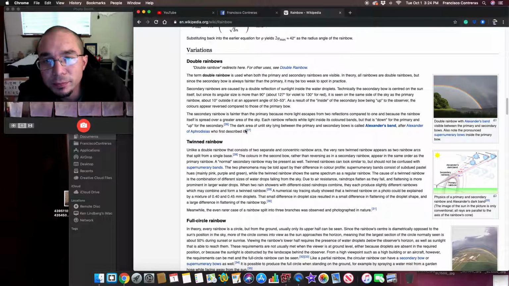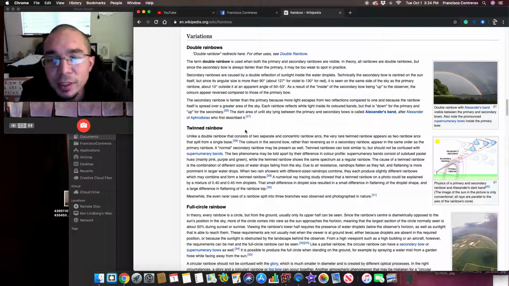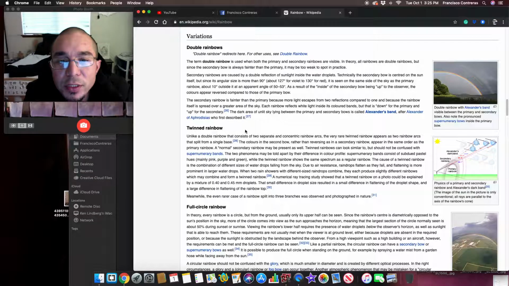Variations. Double rainbows. Double rainbow redirects here for other uses. See double rainbow. The term double rainbow is used when both the primary and secondary rainbows are visible. In theory, all rainbows are double rainbows, but since the secondary rainbow is always fainter than the primary, it may be too weak to spot in practice.